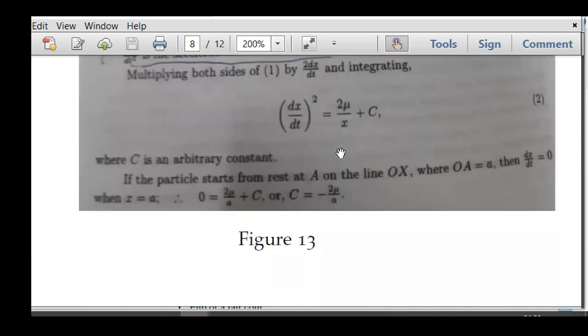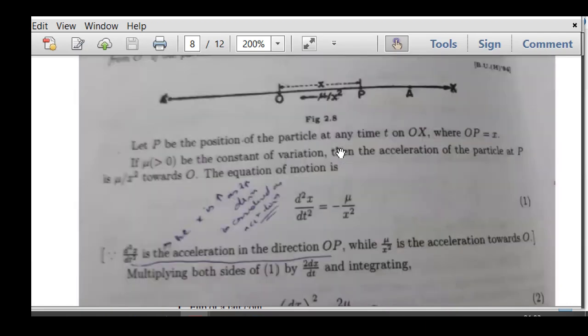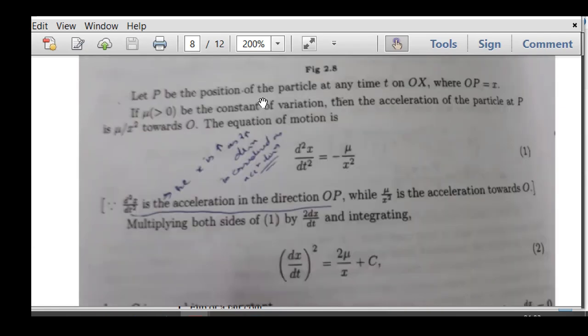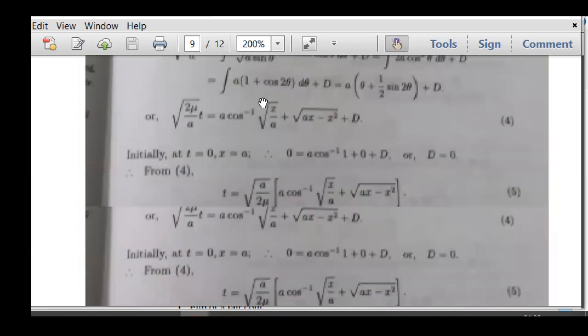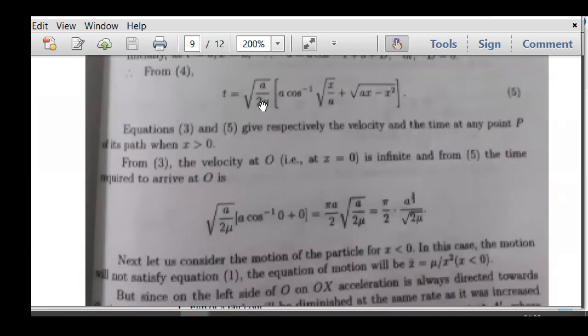So unlike SHM, that is simple line motion, the equation of motion is changing on the two sides of O. In simple line motion, ultimately we were getting the same differential equation on both sides, but here it is changing. Because in simple line motion there was mu x, so the negative coordinate was adding the minus sign, but here that is not occurring. So whatever, if I get another equation of motion, we will solve it.